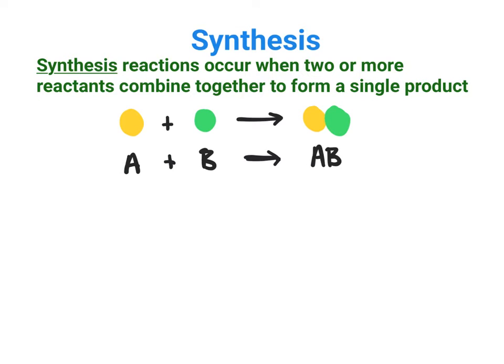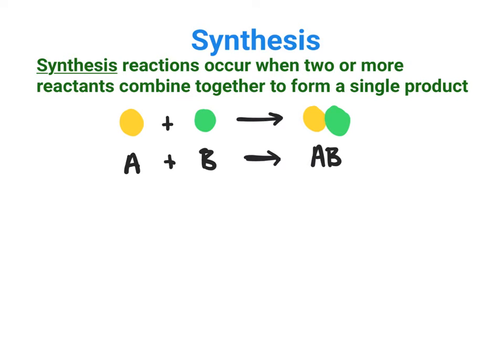So synthesis reactions are the first one we'll start with. They're the easiest one to identify. Synthesis reactions occur when 2 or more reactants combine together to form a single product. So if this reaction was a picture, you would say the gold reactant and the green reactant combine together to form the compound gold-green. Gold and green could either be atoms or small molecules combined to form a larger molecule. It's also written in the format A plus B yields the compound AB.